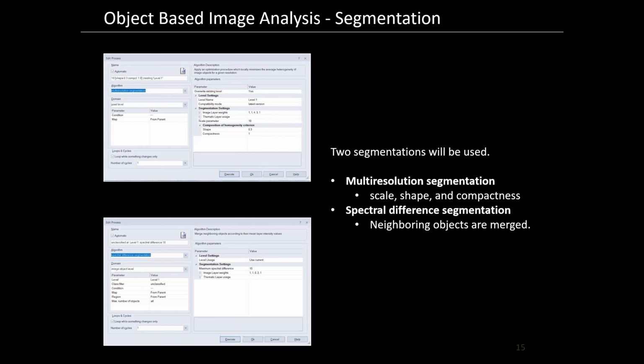And using two segmentations is also very useful, just because one segmentation worked for the tree canopy doesn't necessarily mean that's the best segmentation for roads, because all my features have very different sizes and shapes and compactness and stuff like that. So it's definitely good to have multiple segmentations throughout your rule set.